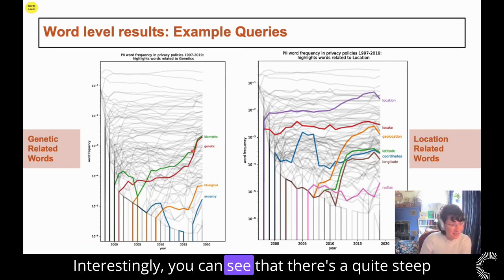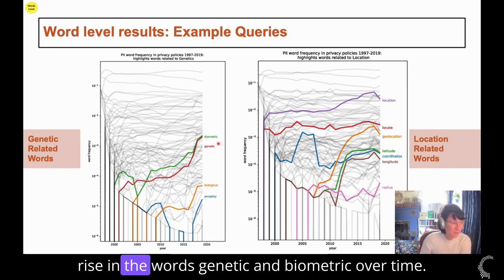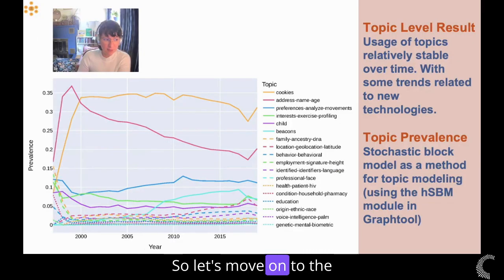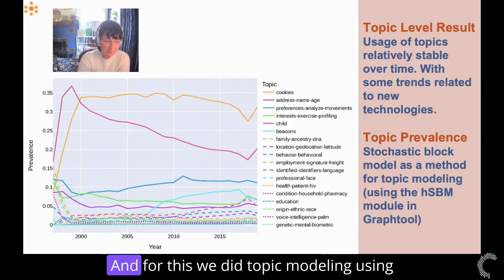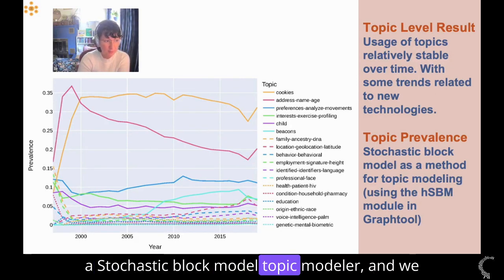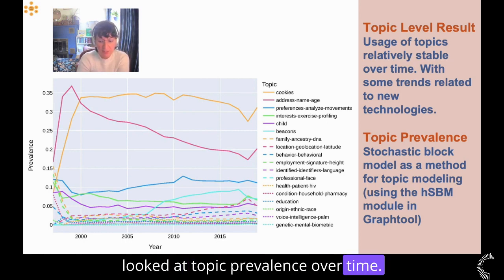Interestingly, you can see that there's a quite steep rise in the words genetic and biometric over time. So let's move on to the topic level of our mesoscale analysis. And for this, we did topic modeling using a stochastic block model topic modeler, and we looked at topic prevalence over time.